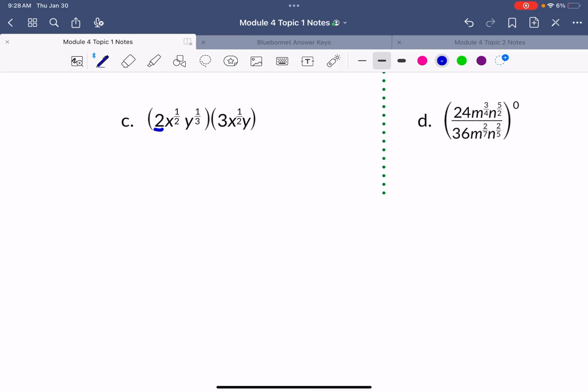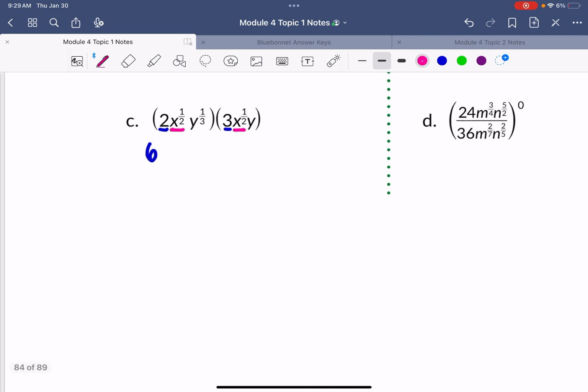So I know that I'm going to start off with my coefficients and I'm going to actually multiply them. So 2 times 3 gives me 6. Okay. Now we're going to look at my x variables. When I look at my x's, because they both have the same base, my multiplication property tells me that I'm going to keep my base the same, and then I'm going to add my exponents. So I have 1/2 plus 1/2, and we know that whenever we add fractions, the denominator stays the same and the numerators get added. So I have 1 plus 1.